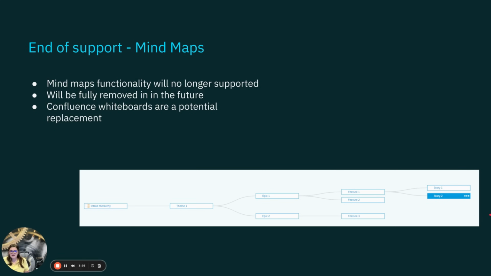As part of Atlassian's effort to streamline Jira Align, the mind maps functionality is no longer supported as of this release. This means that no new defects will be accepted for this functionality, and the functionality will be fully removed in the future, Atlassian mentioned later in 2024. They also stated that they will provide at least 30 days notice in the release notes once the removal date has been set.